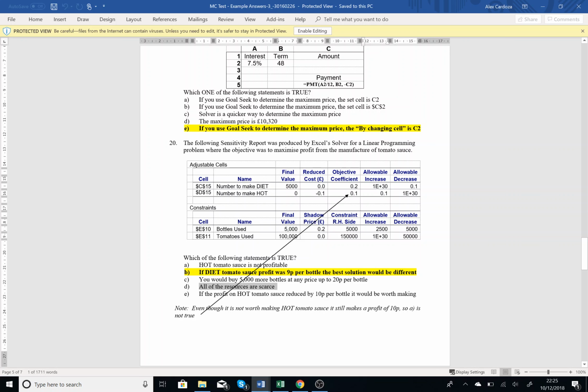All of the resources are scarce. As I told you, only things with the shadow price are scarce, so tomatoes used are not a scarce resource. If the profit on hot tomato sauce reduced by 10p per bottle, it would be worth making. Well, no, because if the profit reduced by 10p per bottle, then it would be 0, so it wouldn't even be worth considering.